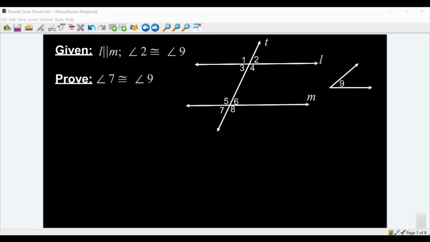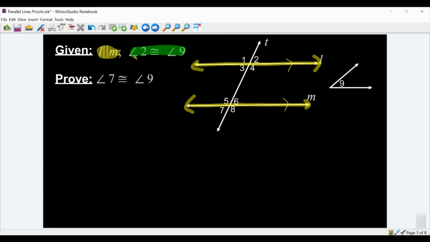All right, so I'm going to start by highlighting some of my pieces of my given information, like L is parallel to M. All right, that's given to us. And I'm going to go ahead and highlight those as well as my transversal. All right, and the other thing I'm going to do, if it's not already done in my diagram, is put those little arrows on there to show that those lines are parallel in my diagram. The other given information is that we can know that angle 2 is congruent to angle 9.